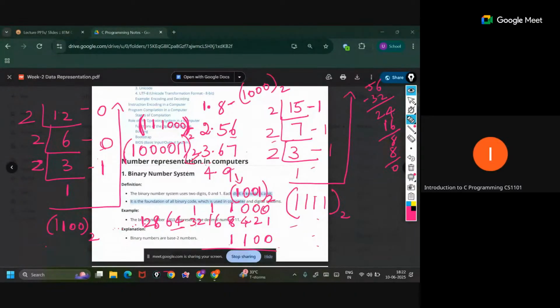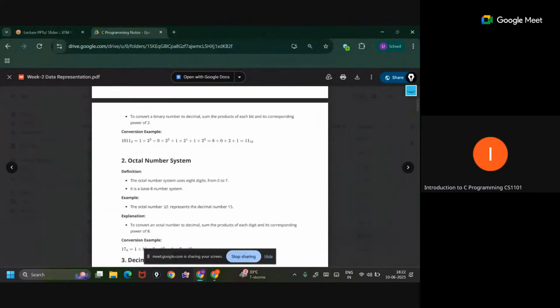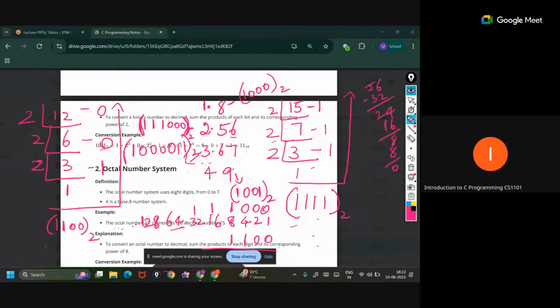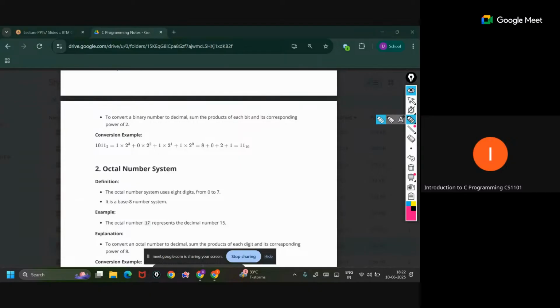Okay. So similarly, we have to check with the octal values also. Octal means to the base of 8. So instead of dividing by 2, we have to divide it by 8. That's it. Let's say I have the number 26. I have to convert it. This is of base 10. I have to convert it to base 8. So what do I need to do? 26 divided by 8. What is the quotient? 3. Yes, 3 is the quotient. And what is the remainder? 2. So same approach. 3, 2.